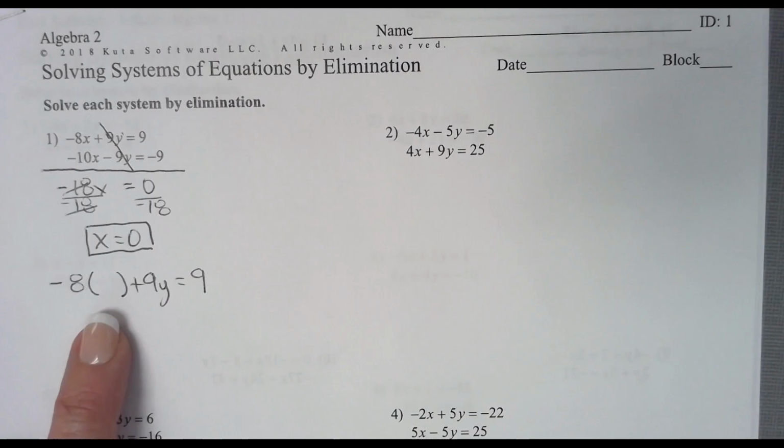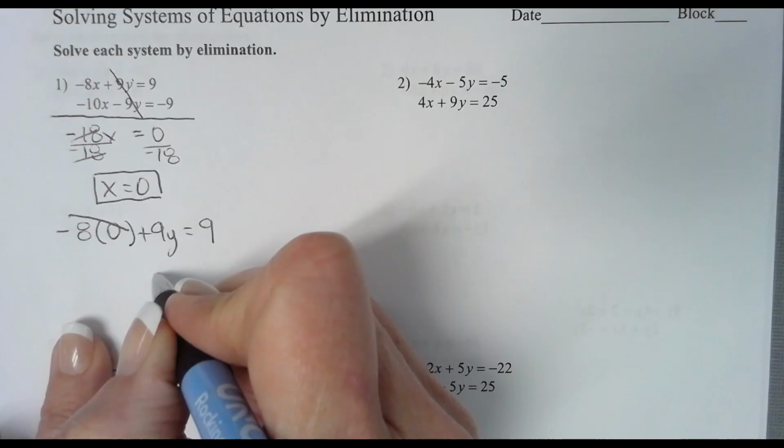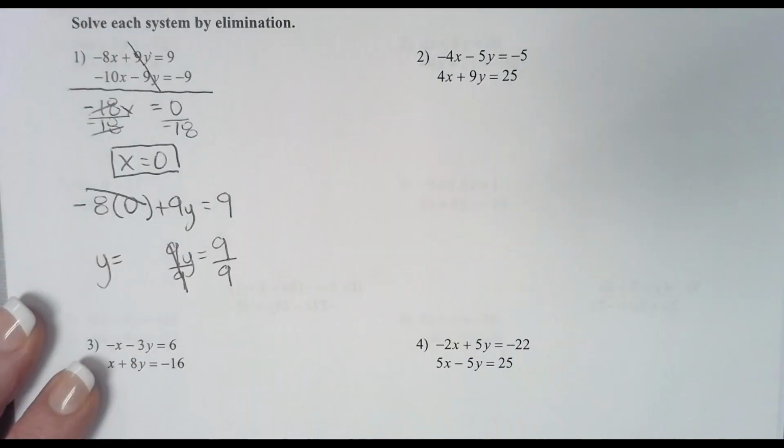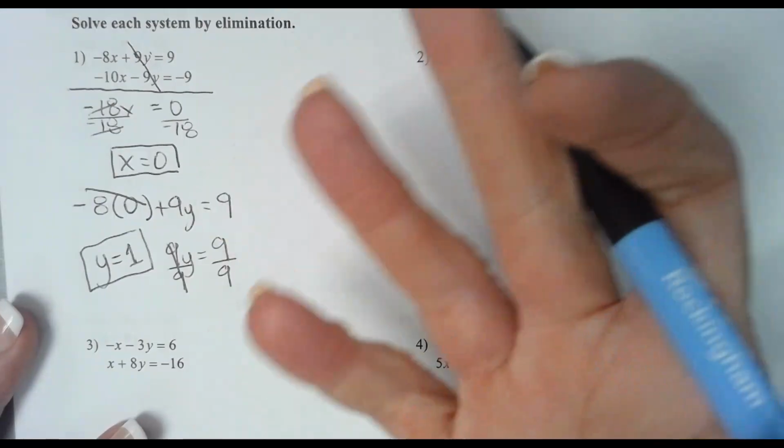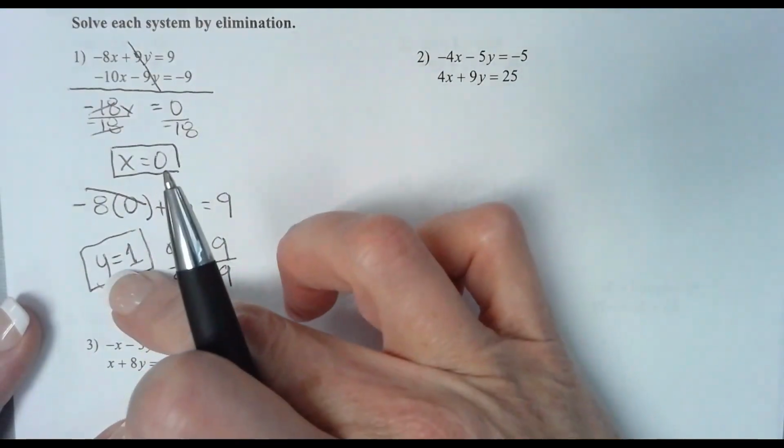Okay, now y'all, this is multiplication. What is negative 8 times 0? That's 9y equals 9. How do I solve this? Divide both sides by 9. 1. And you need to know that your answer is an ordered pair on the graph. This is an ordered pair.